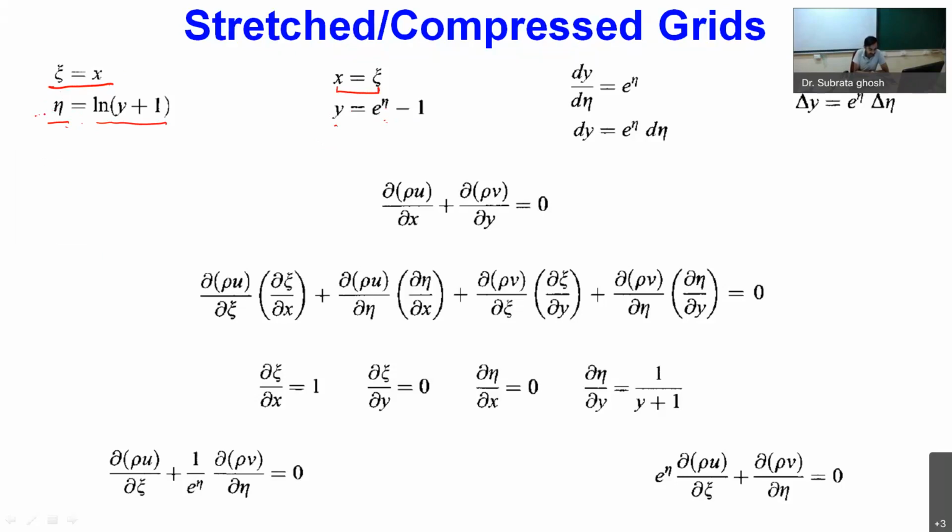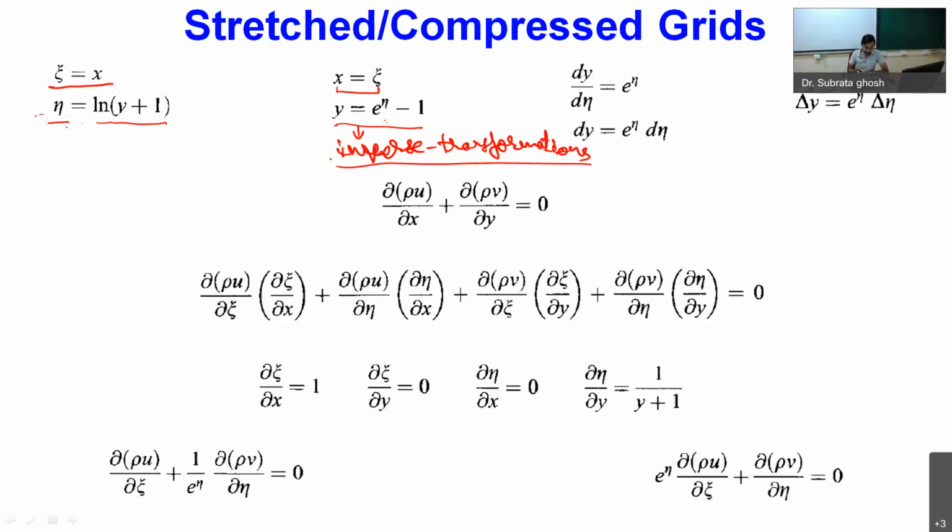If I take the exponential of both sides, it becomes e to the eta equal to y plus 1, and y I will get as e to the eta minus 1. So this is nothing but the inverse transformation function. This is a simple algebraic expression, and that's why we are easily able to obtain the direct as well as the inverse transformation functions.